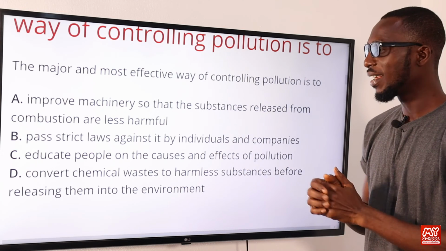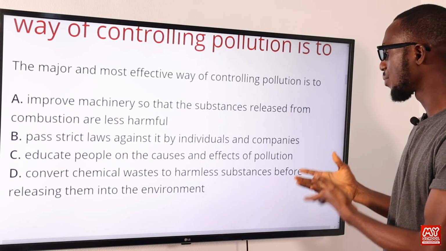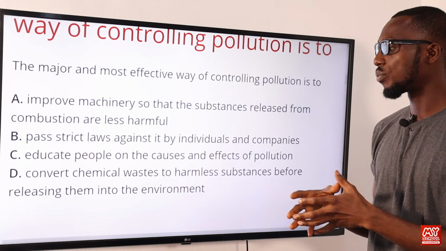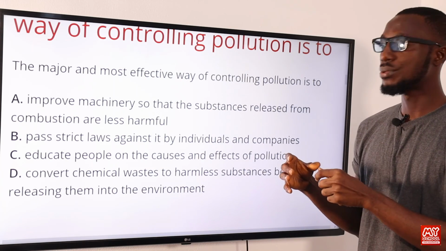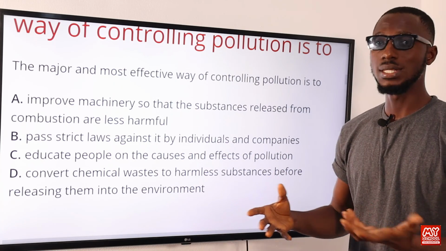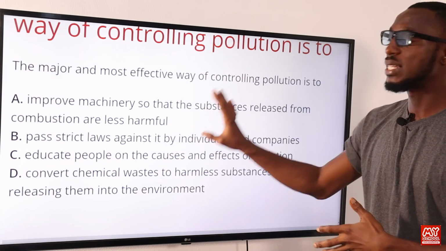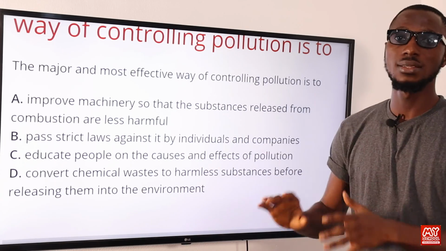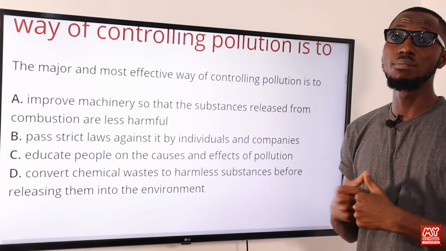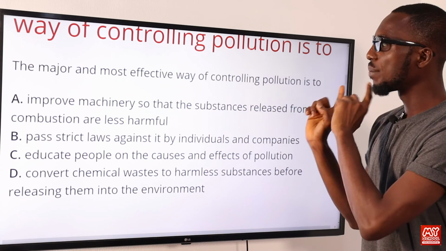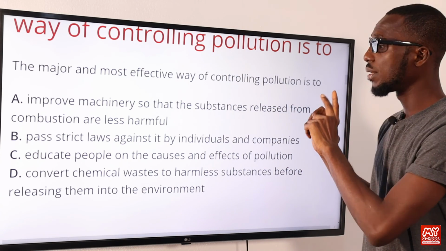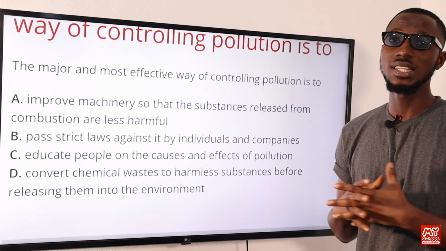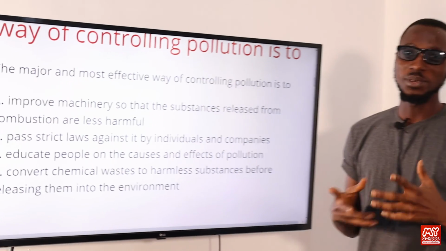So let's look at option D. Convert chemical waste to harmless substance before releasing them into the environment. Of course, this is a very effective way as well, but this all boils down to the humans carrying out this activity. So all of these are subject to the attitude, mindset or perspective of the humans assigned or required to carry this out. So the most viable option for me, the major and the most effective way of controlling pollution, is to educate people on the causes and effects of pollution. So option C is the most viable.